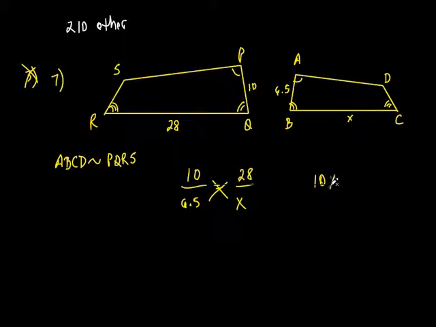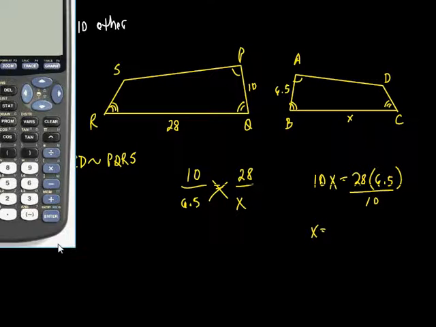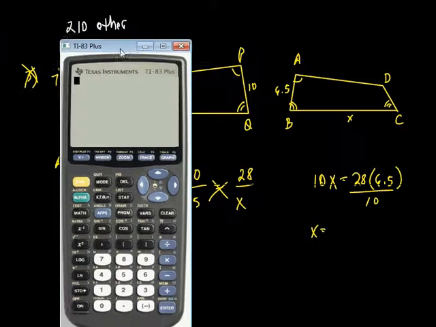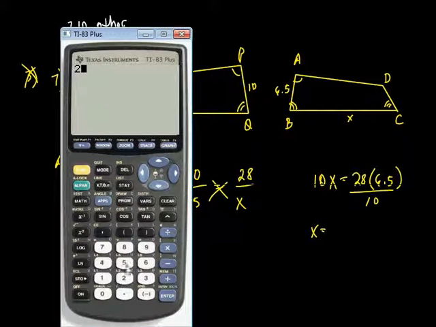So what's that? 10x equals this, 28 times 6.5. Divide both sides by 10, and you'll just put that into a calculator. That's what I would do. So it's 28 times 6.5. That equals that. Divide that by 10, and there it is, 18.2.